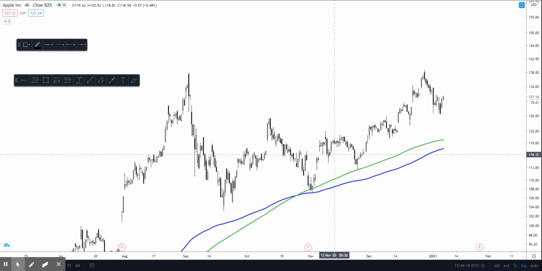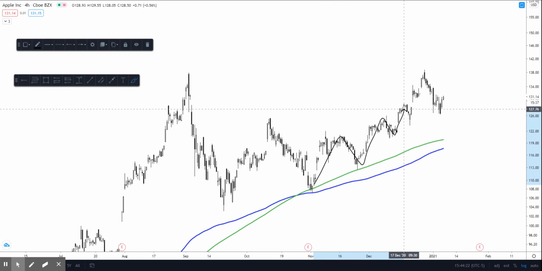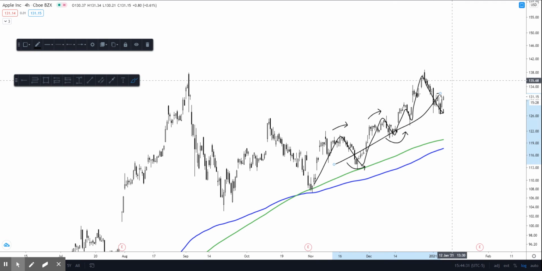So what's our market structure for Apple at the moment? Well, right now, it's clearly in an uptrend. We're consistently making higher highs and higher lows, right? So this is moving in an uptrend, and you should continue to anticipate the uptrend until it breaks, right? So continue to anticipate these higher highs and higher lows, and you can use that anticipation to look for an area to buy the dip.